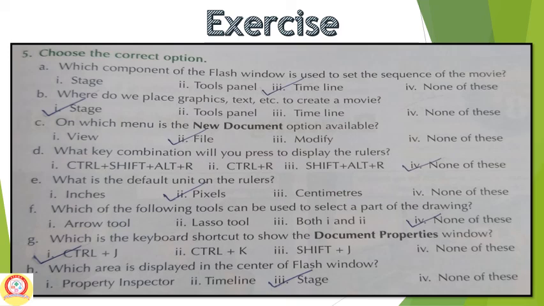Now let's move to the F. Which of the following tools can be used to select a part of the drawing? 1. Arrow tool, 2. Lasso tool, 3. Both 1 and 2, 4. None of these. So it's the third, both. G. Which is the keyboard shortcut to show the document properties window? 1. Control plus J, 2. Control plus K, 3. Shift plus J, 4. None of these. So it's 1. Control plus J. H. Which area is displayed in the center of the flash window? 1. Property inspector, 2. Timeline, 3. Stage, 4. None of these. So it's 3. Stage.